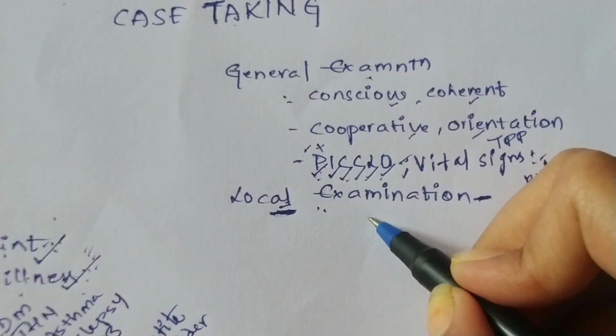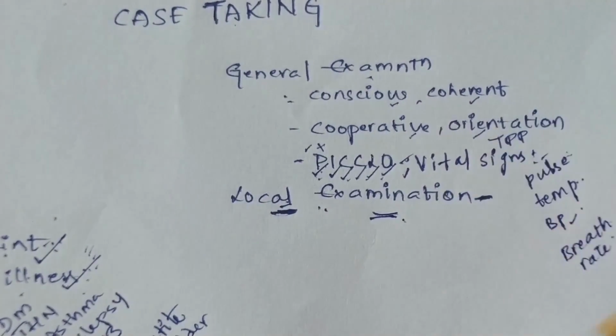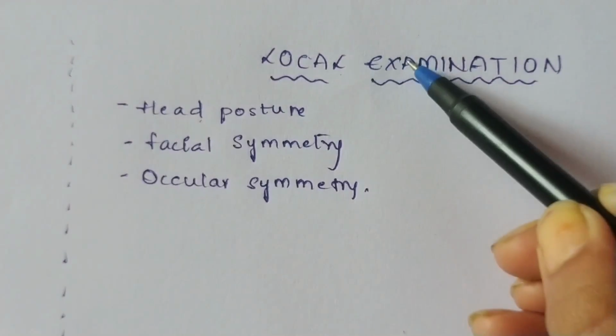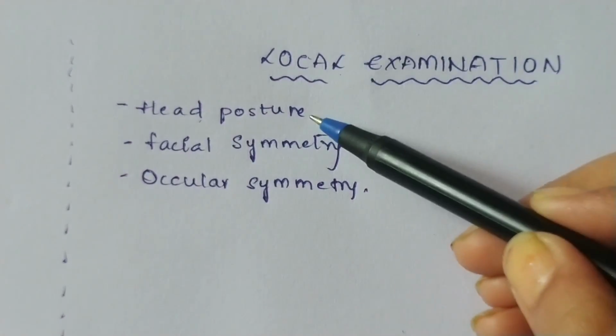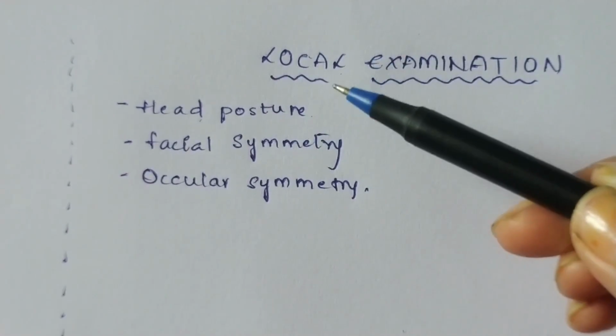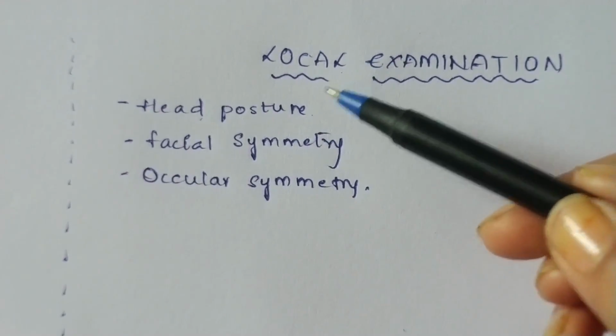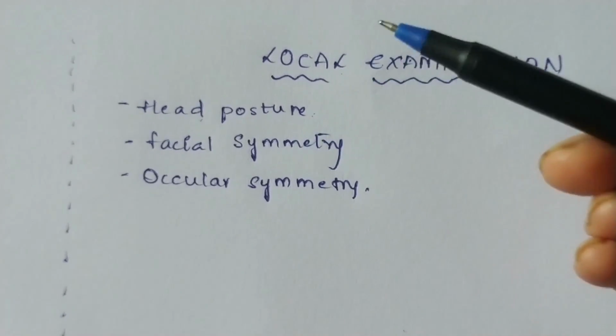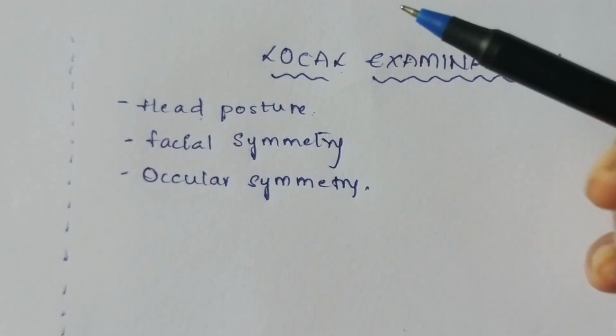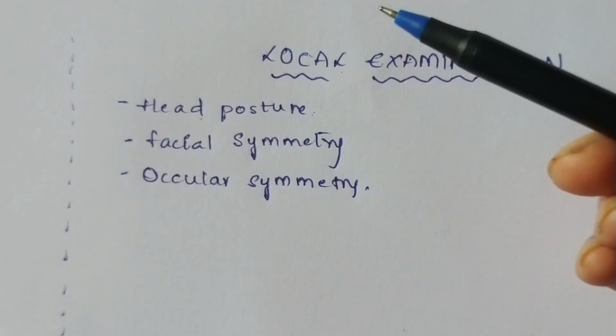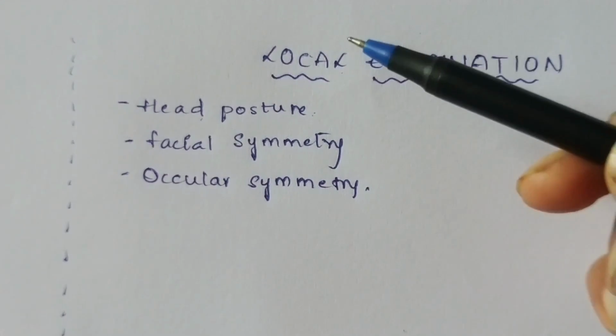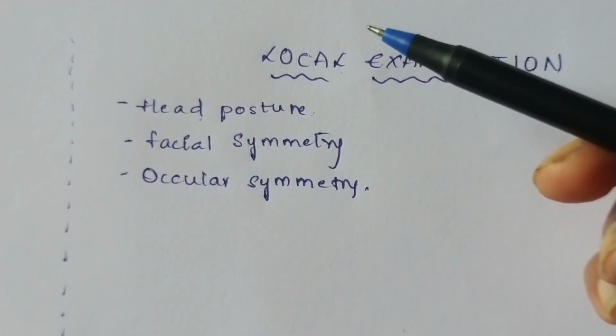Then coming to local examination, we will discuss this in detail now. So coming to local examination, in this first we will look at the head posture of the patient. It will tell us whether he or she has astigmatism or not. How do you tell that? If they have astigmatism, they will tilt their head.